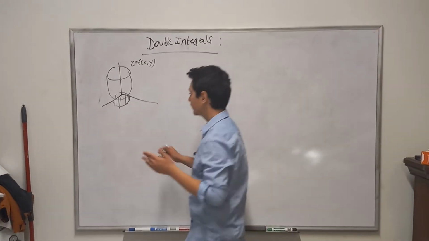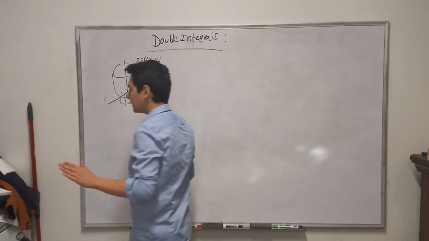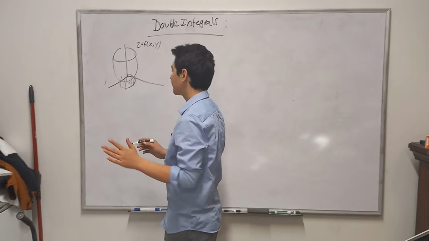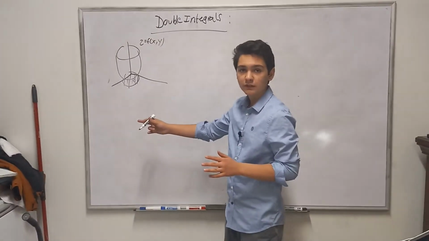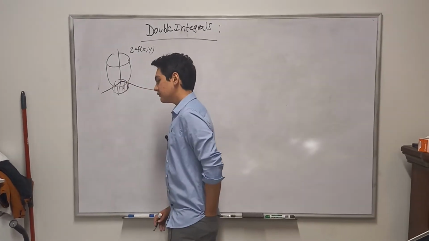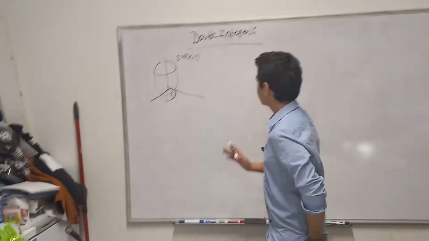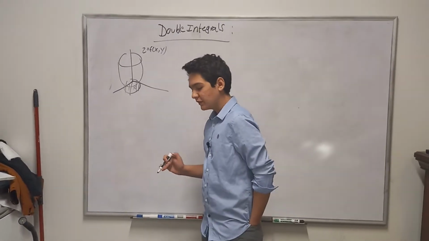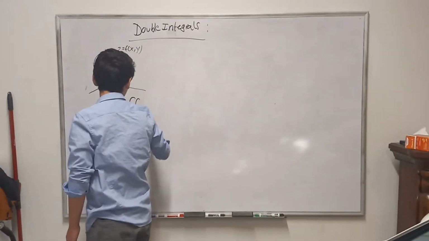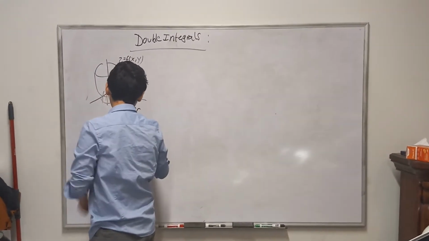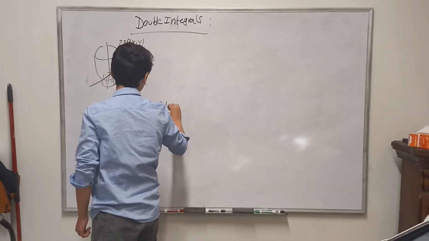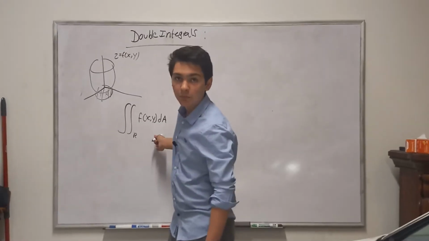But how do we notate it? Let's say this region is R. There may be different expressions for it, maybe V or A, but we're going to stick with R because it makes sense. So how do we notate this? Well, a double integral is pretty easy to notate. It's just two integral signs over this region R of f of x, y dA. Now you may be asking, what is this dA?